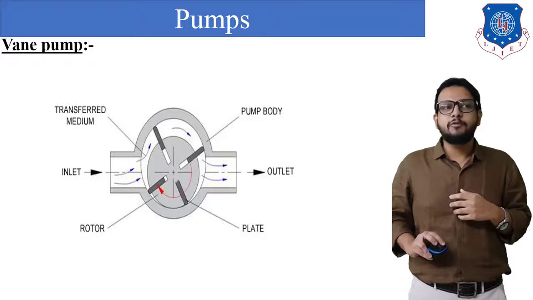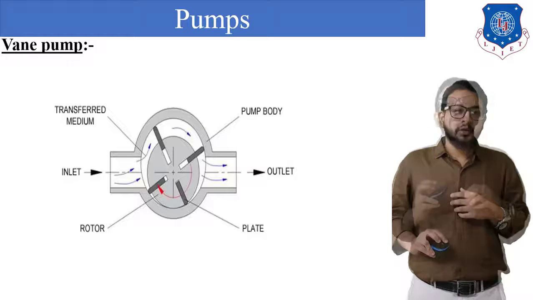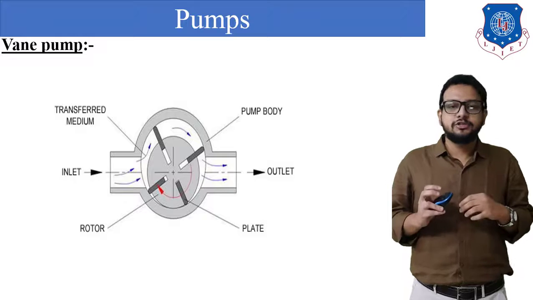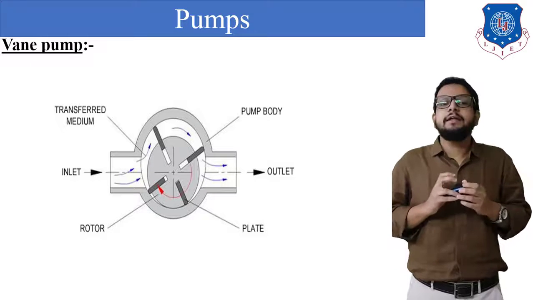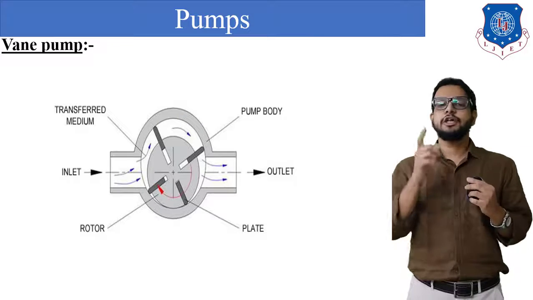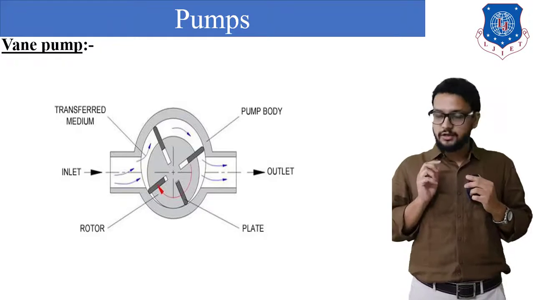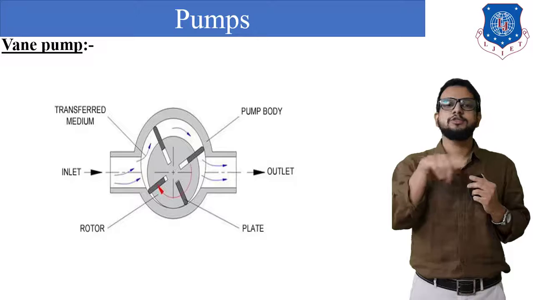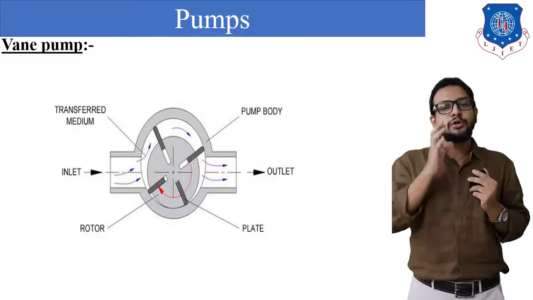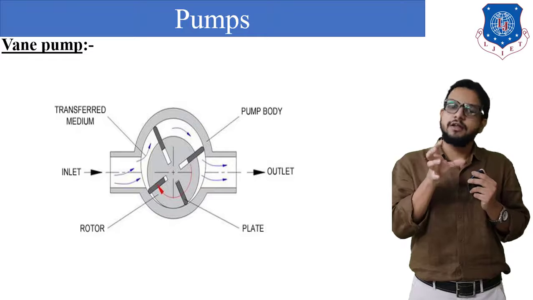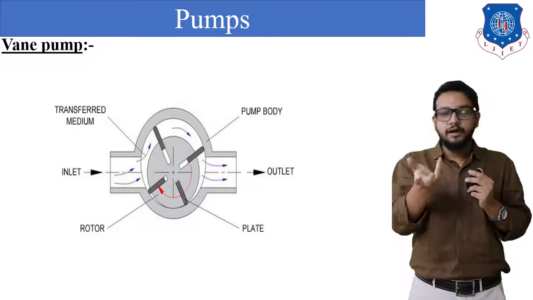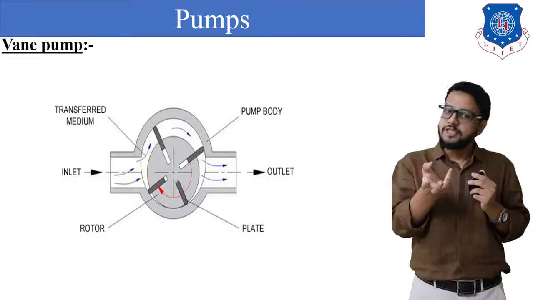Now let us see our next pump, which is called a vane pump. Let us understand its construction. As you can see, at the center there is a rotor, and that rotor is mounted on a shaft called the pump shaft, which means as the pump shaft rotates, the rotor is going to rotate. Now this rotor is enclosed in a pump body called the casing, a cylindrical casing. That casing is going to remain stationary.